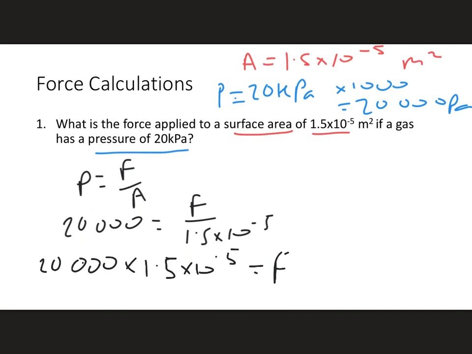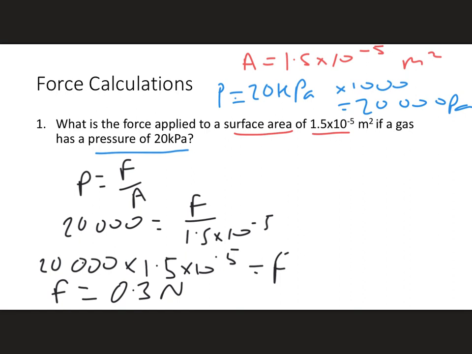And then I'm going to put that into my calculator to find what F is equal to. So F would equal, and if I put that into my calculator, I'll get an answer of equal to 0.3 newtons. So 0.3 newtons being the answer there.